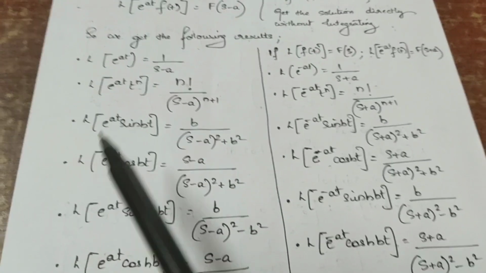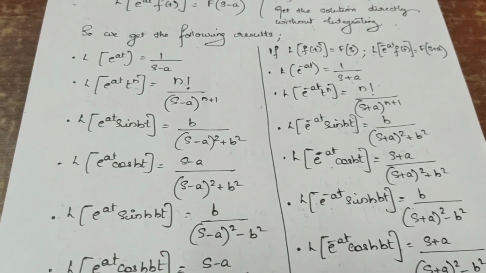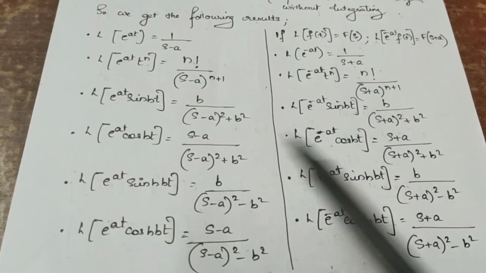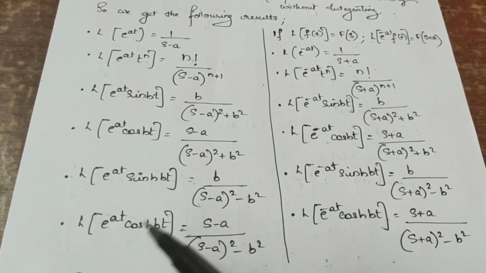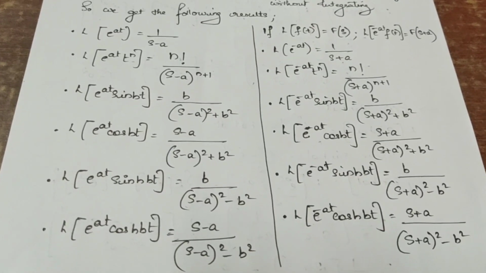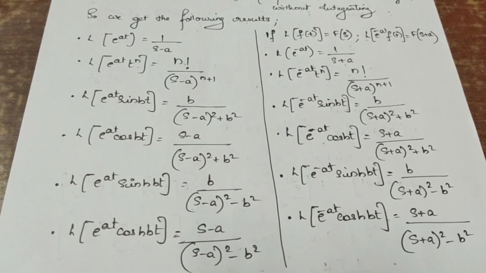Now Laplace of e raised to at sin bt equal to b by s minus a the whole square plus b square. And similarly you can see all these Laplace transforms, we just have to put s minus a in the place of s. Rest is same.